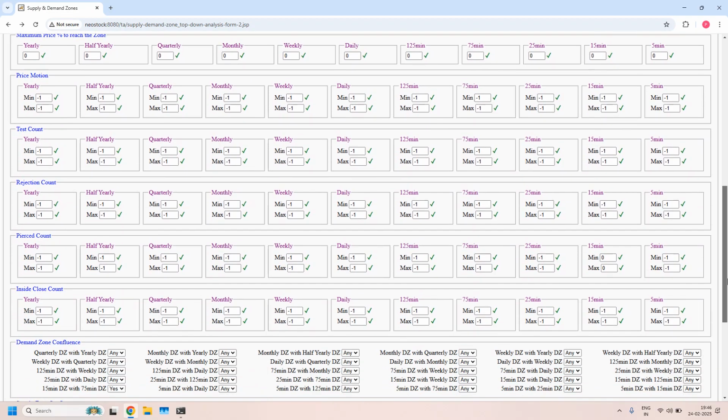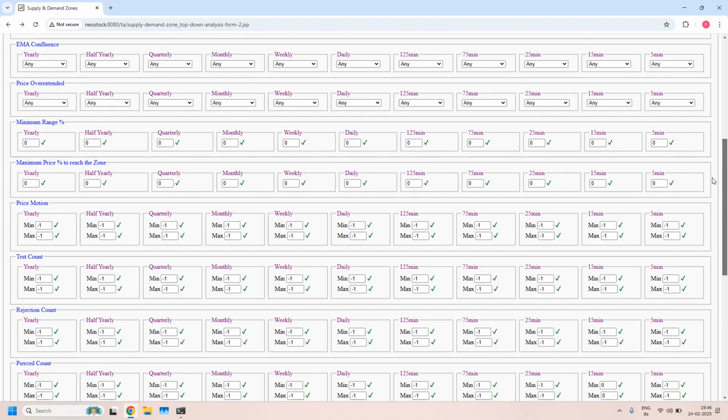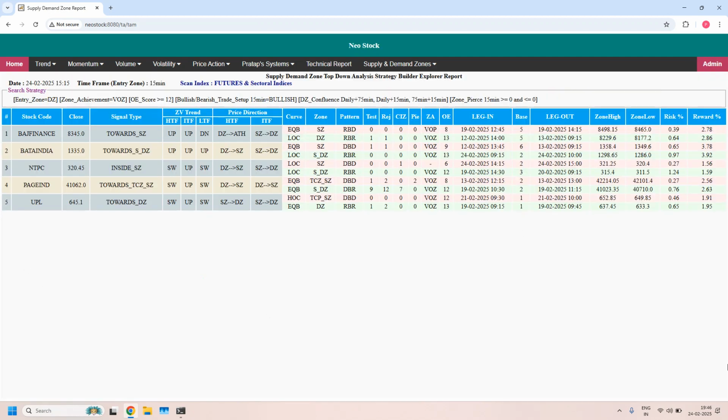In the demand zone confluence, we have to set 3 filters. The first filter is already enabled. Next, 15 minutes demand zone with daily demand zone confluence. Next, 75 minutes demand zone with daily demand zone confluence. With all the 3 filters, we got 5 stocks.